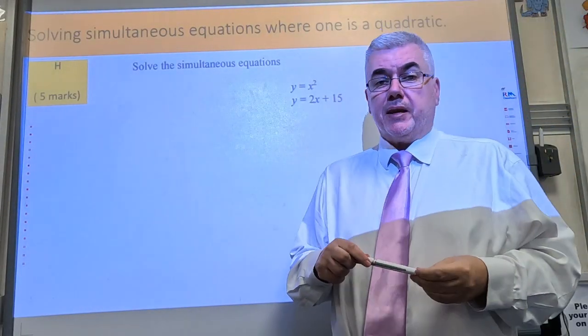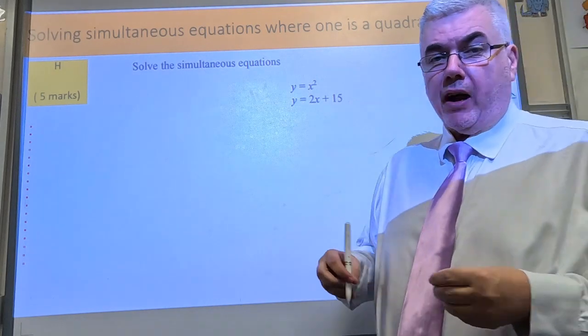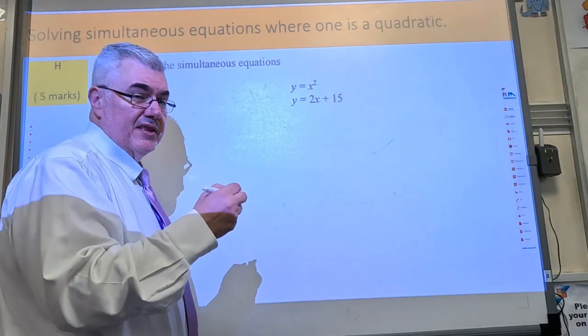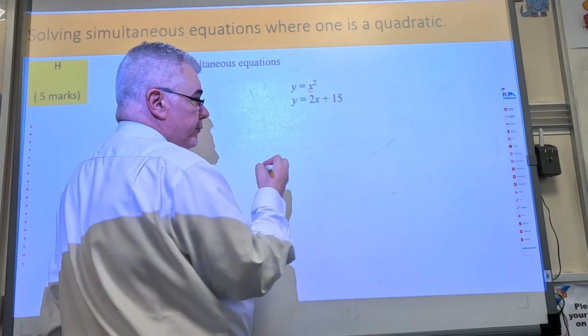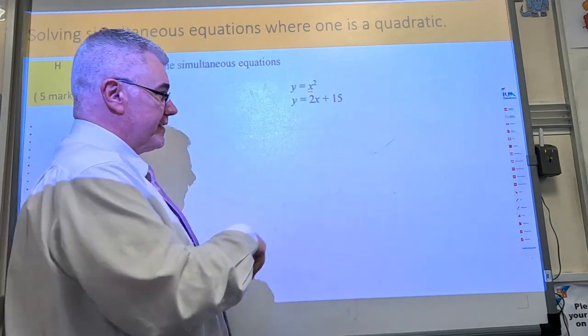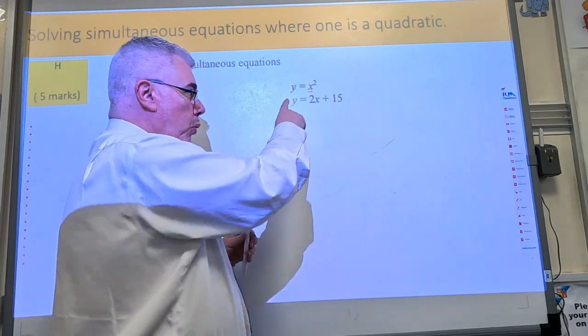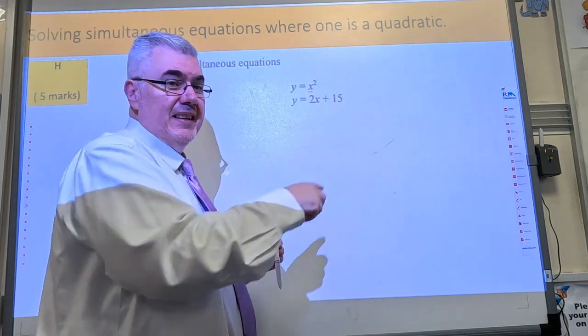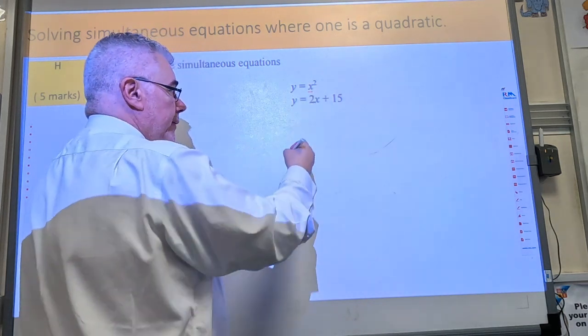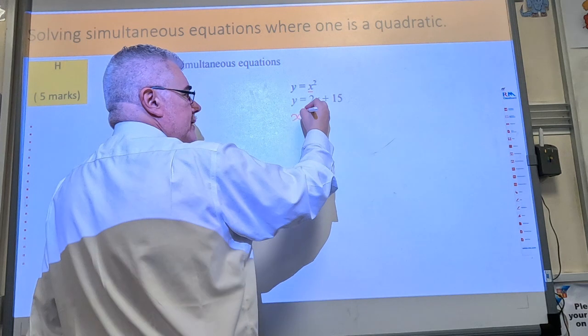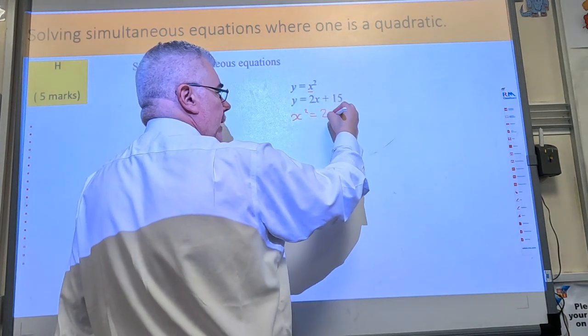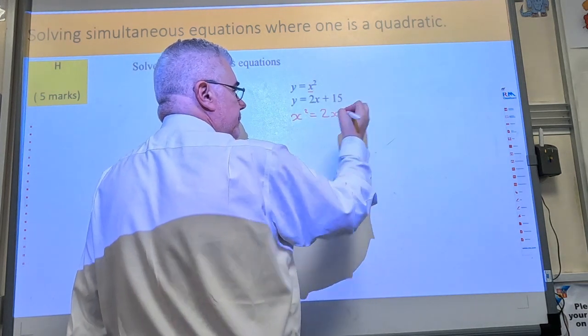So today we're looking at solving simultaneous equations where one is a quadratic. We can tell this is a quadratic because of this x squared. But it's really helpful that they said y equals this and y also equals this. This means these have to be equal to each other. So x squared has to be equal to 2x plus 15.